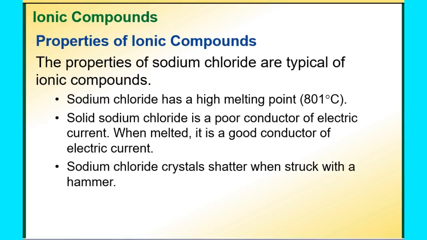Properties of ionic compounds. The properties of sodium chloride are typical of ionic compounds. Sodium chloride has a high melting point, 801 degrees Celsius. Solid sodium chloride is a poor conductor of electric current. When melted, it is a good conductor of electric current. Sodium chloride crystals shatter when struck with a hammer.